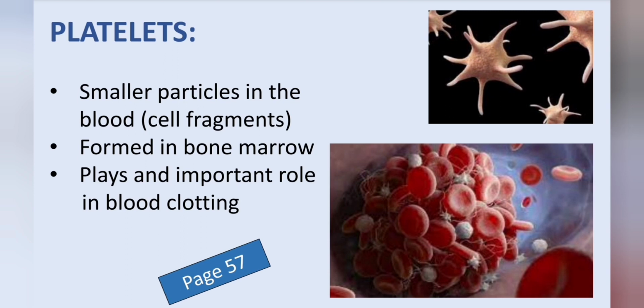They're formed in the bone marrow and they play an important role in blood clotting. So you can see their odd shape on the right-hand side top picture now. But what happens with platelets is if they come together, they become sticky. They stick together, they form these little fibers which will trap red blood cells.